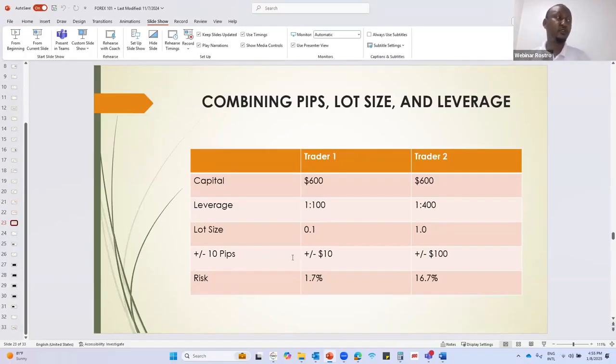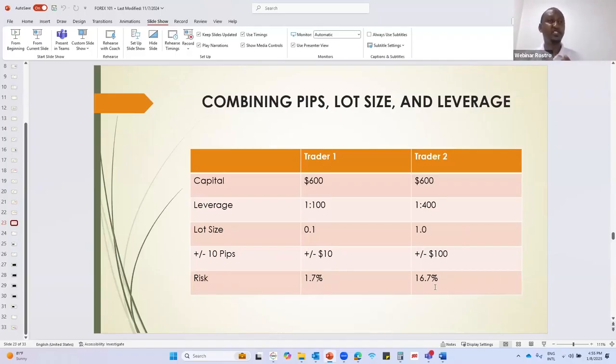So to get the risk level, you take the amount that you are risking, that is $10, you divide by the capital, then you multiply by 100, and you'll get 1.666666 recurring, which is rounded off to 1.7. So this other one, if you take $100 divided by 60 times 100, you find that the risk is 16.7%, quite high.